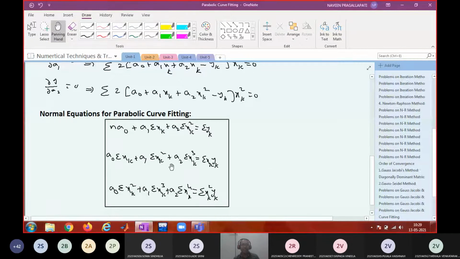So these three linear equations together form a system of linear equations. These are the normal equations for parabolic curve fitting.